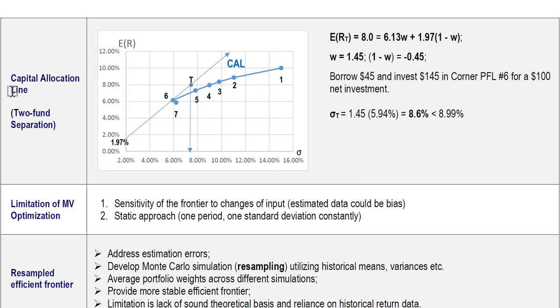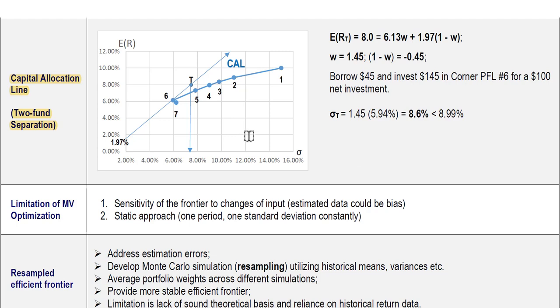Now I want to show you that if you're able to borrow money, you can reach an even better portfolio through what is called the capital allocation line. So what is that? All right, just be patient, let me explain it to you. This comes from a theory called two-fund separation. Two-fund separation is nothing new. Everybody already learned that. It's in the mean-variance framework of return and risk.